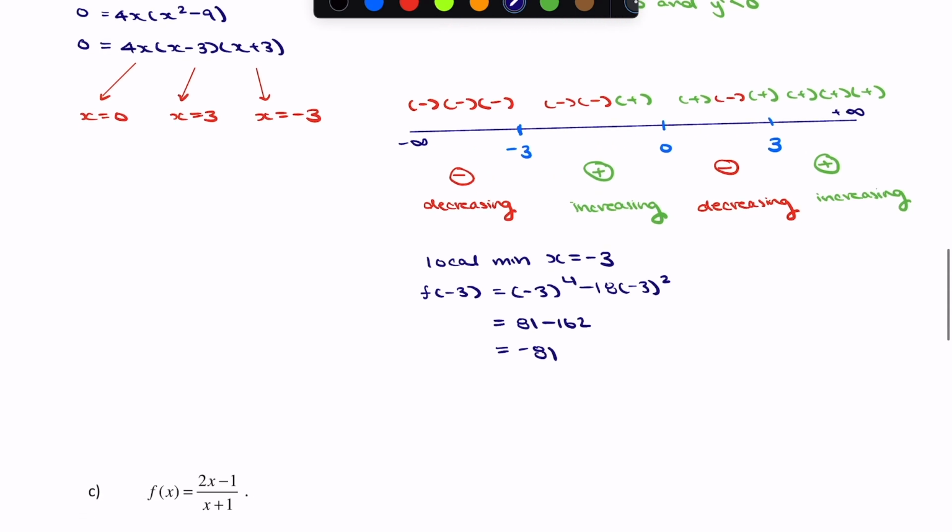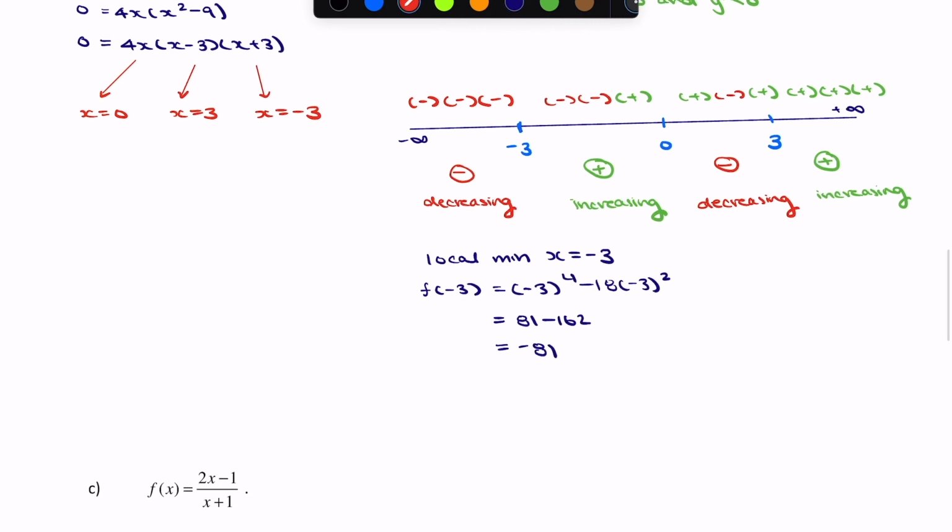So here you see that our local minimum is at -3, -81. We have a local max here again, so it's increasing from -3 to 0, and at 0 it changes direction and decreases. So we know here that there's a local max at x is equal to 0. And so if we sub in f of 0, that will still give us 0. So we know that there's a local max at (0, 0).